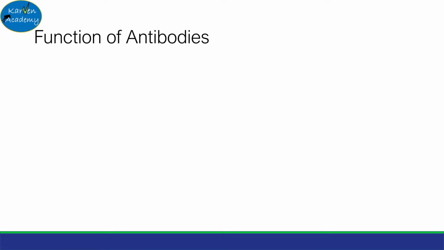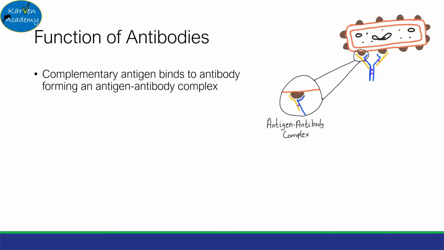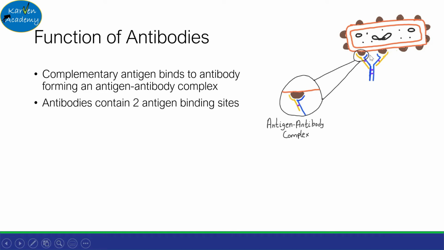Now let's move on to how these antibodies function. Complementary shaped antigens bind to the antibody, forming an antigen-antibody complex, a very similar theme to an enzyme-substrate complex. However, since antibodies have two antigen binding sites, as shown in this diagram here, they can form two of these complexes, unlike enzymes which generally form one.